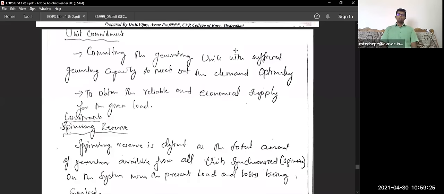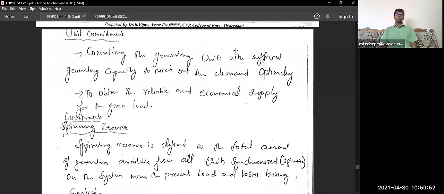And also to obtain a reliable and economic supply for the given load. Reliable means 24 by 7. Power generating companies have to provide the supply to the consumers 24 by 7, and also an economical supply.